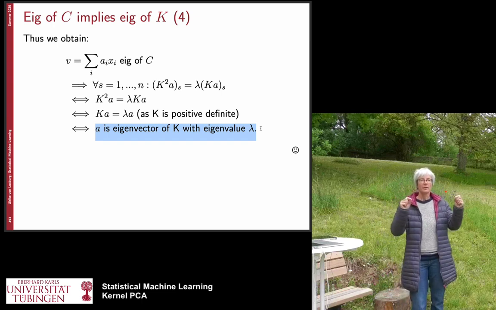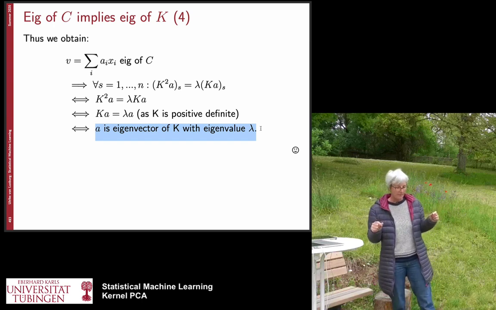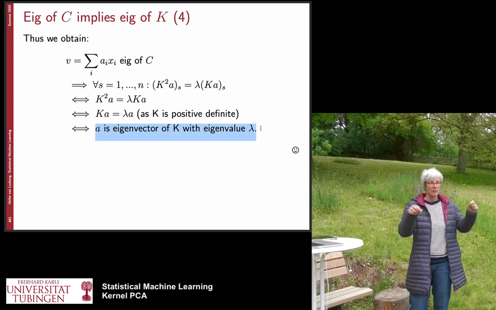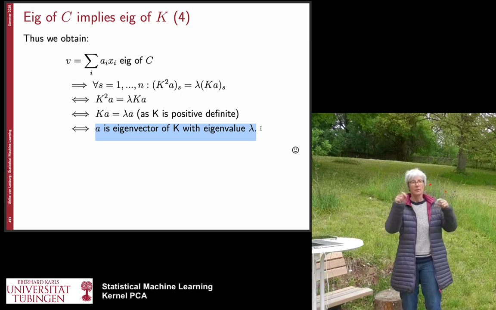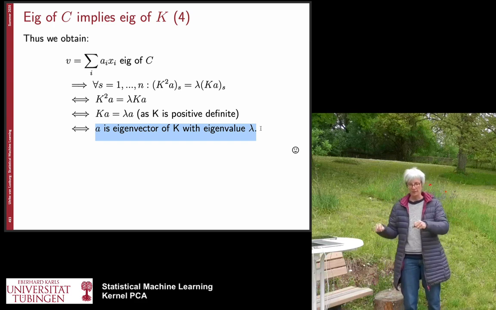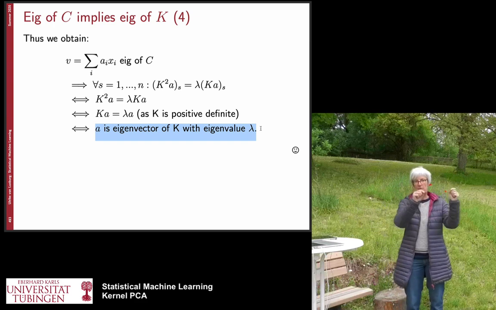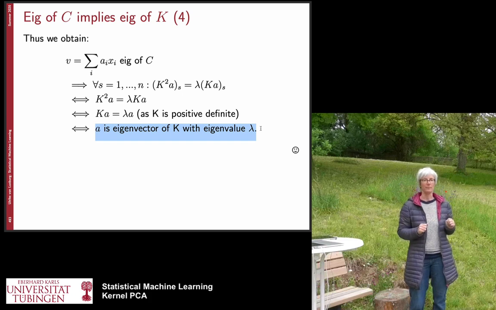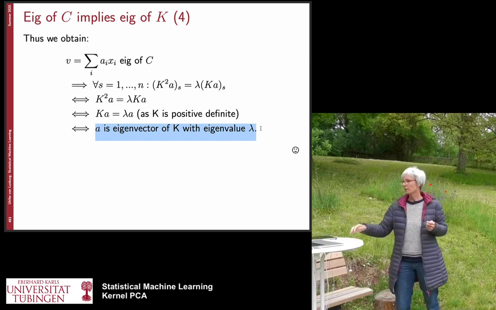So what we have now is these two propositions. The first proposition says, start with an eigenvector of c, do some manipulations, and you end up with an eigenvector of k. And the second proposition says, start with an eigenvector of k, do some manipulations, and you end up with an eigenvector of c. So this looks really good.